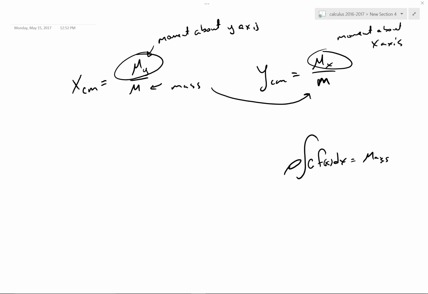Now, the moment about the y is equal to this formula right here. It's the density.